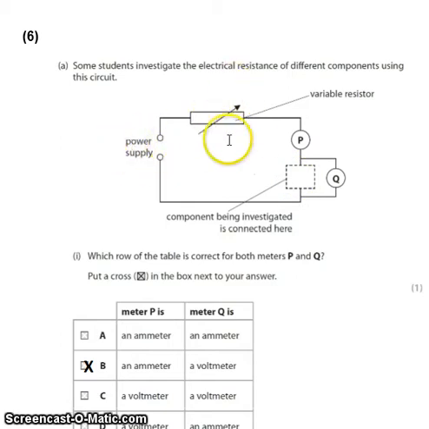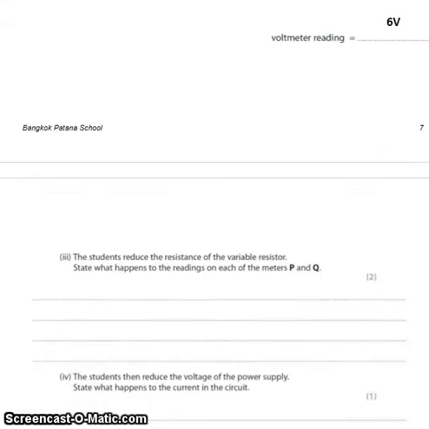Now if the variable resistor is getting less resistance, it will also have a lower voltage. You could work that out from V equals IR if you wanted, but lower resistance means lower voltage. So if this one gets a lower voltage, this component here, the one being investigated, the resistor at the time, will get a higher voltage. So not only will meter P go up, Q will also go up.